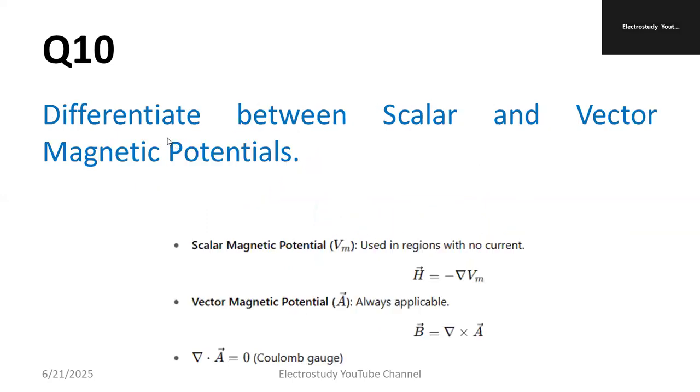Then, differentiate between scalar and vector magnetic potential. Scalar magnetic potential is used in the region with no current. We can write the magnetic field strength as H is equal to minus del Vm. Similarly, the vector magnetic potential is always applicable, where B is equal to del cross A. These are the two differences you have to mention. Del dot A is equal to 0 is the Coulomb gauge. So you have to differentiate between scalar and vector magnetic potential by using these equations. You can showcase these equations, but you are supposed to elaborate.